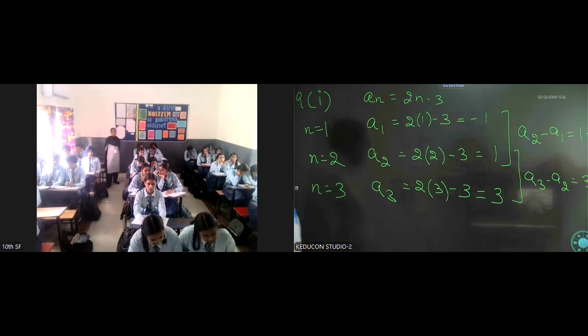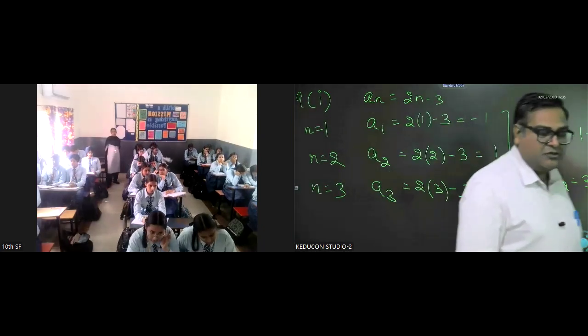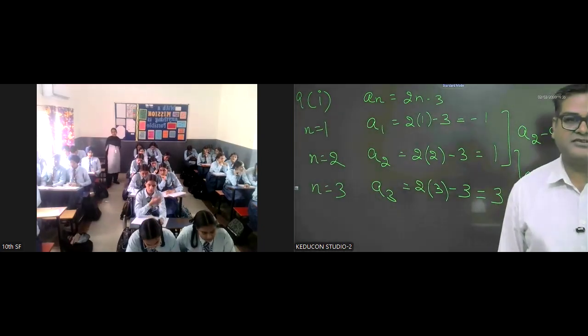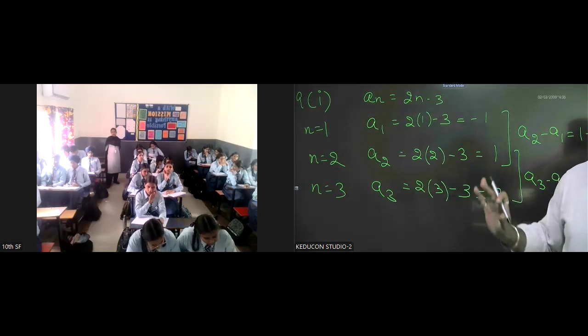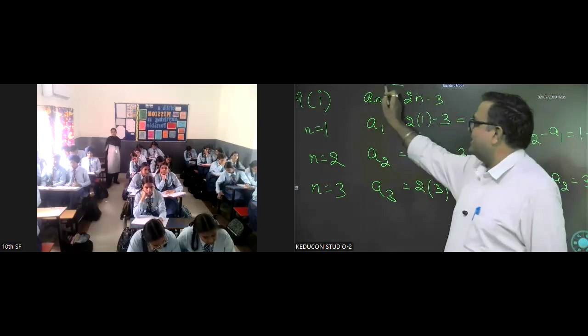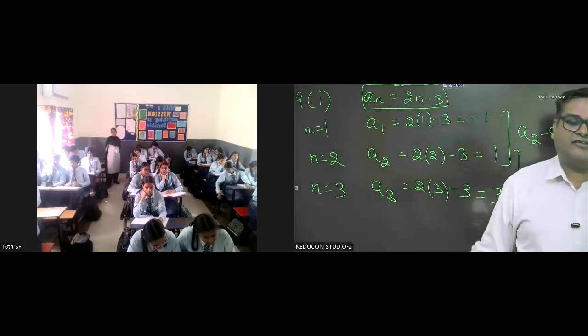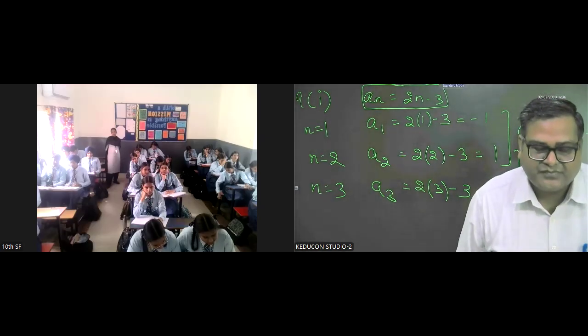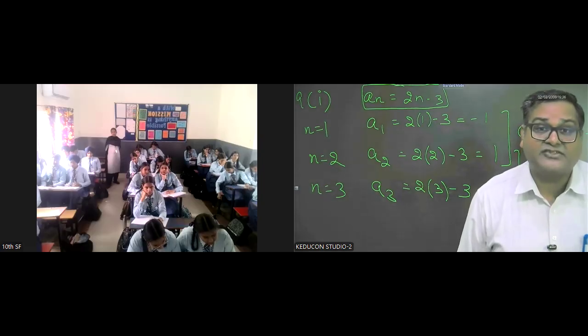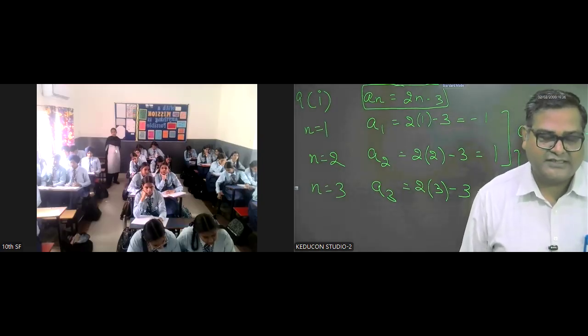Is this an AP or not? Yes, sir. The shortcut I can tell you: whenever this AN is a linear function, linear means one variable linear function, then it is an AP. It is always an AP. Is this clear?